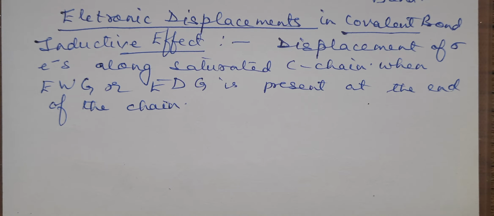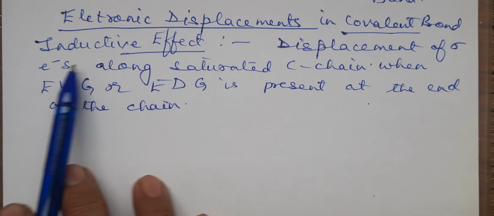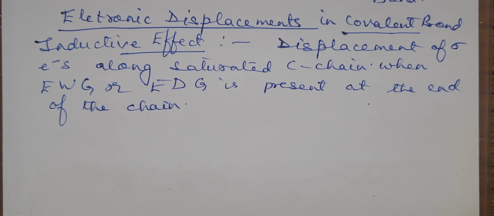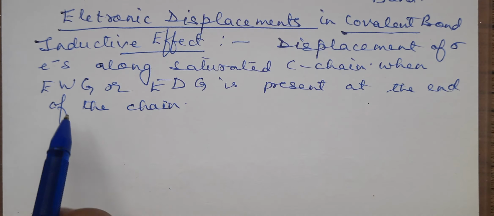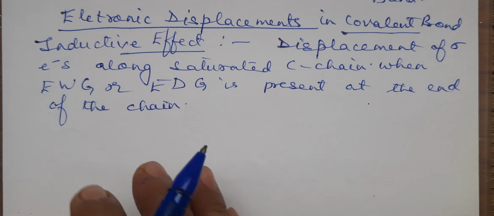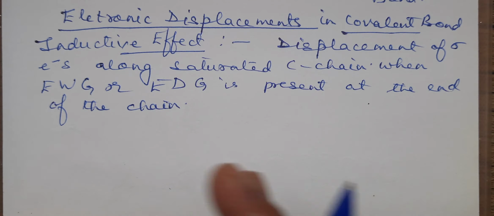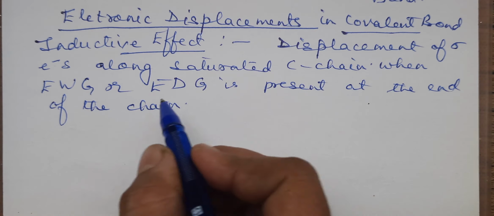Now we'll be talking about the electronic displacements in the covalent bond. The first effect which we'll be discussing in this is the inductive effect. These effects are also very important to discuss properties, like which is more acidic, which is more basic, which is more stable and all that. So first we'll discuss all the effects individually and then the application part, meaning how we are going to apply them to describe the properties.